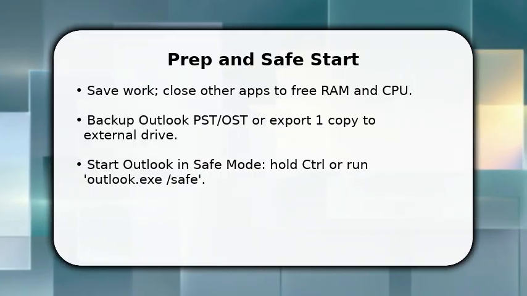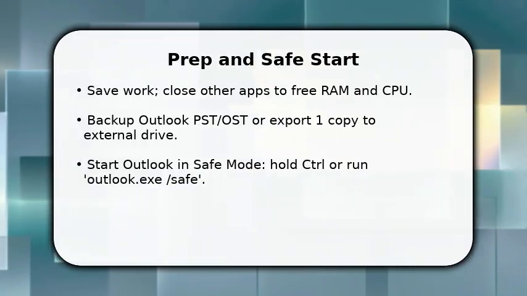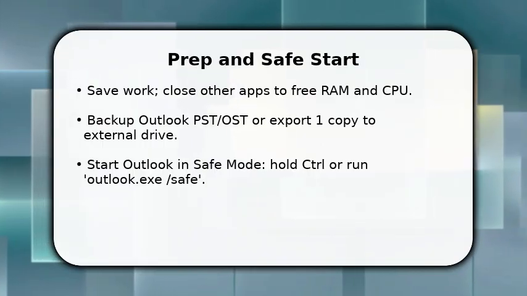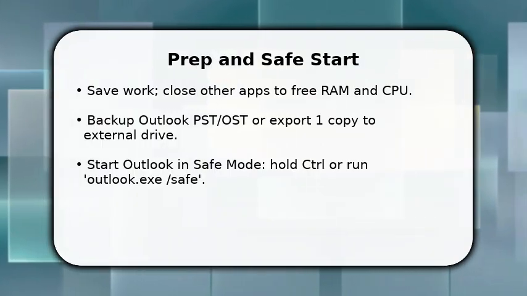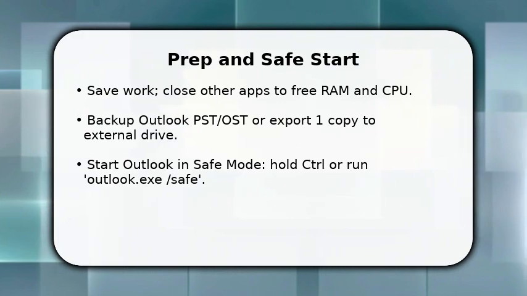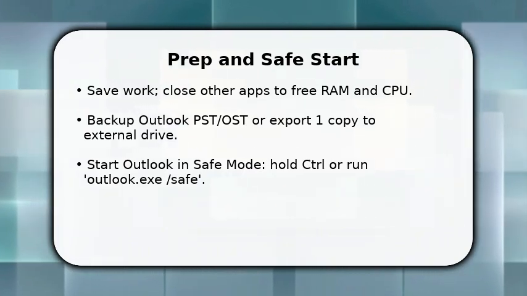Next, start Outlook in safe mode by holding Control while launching or running outlook.exe /safe to disable add-ins. This isolates startup problems and lets you see if core Outlook runs without extensions.